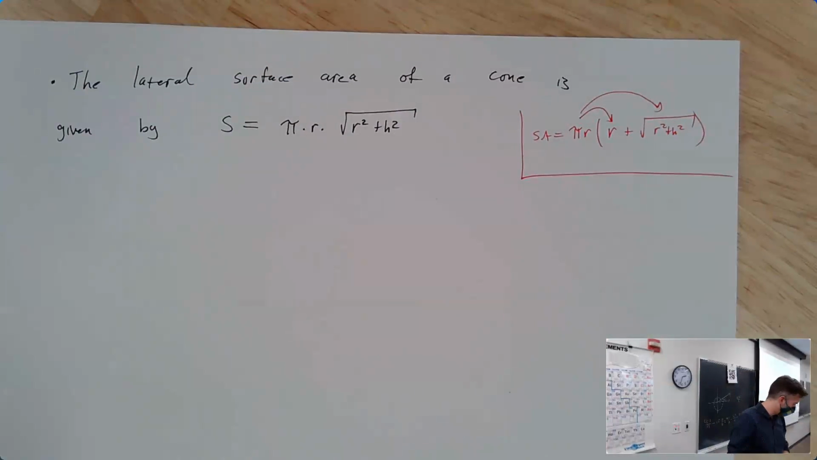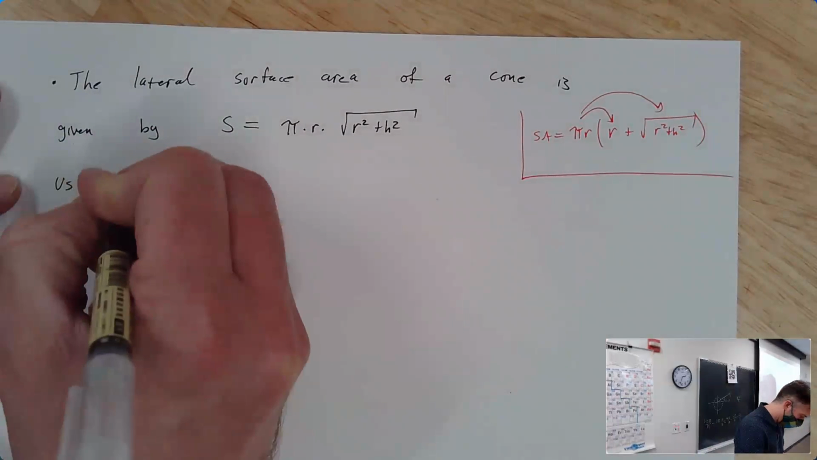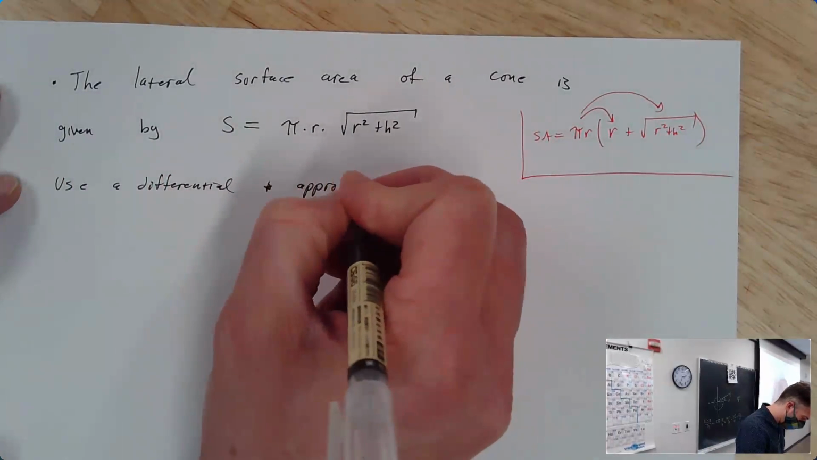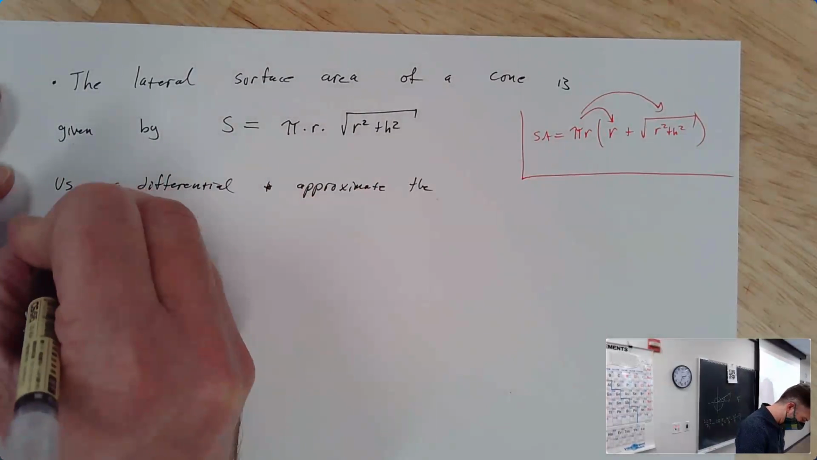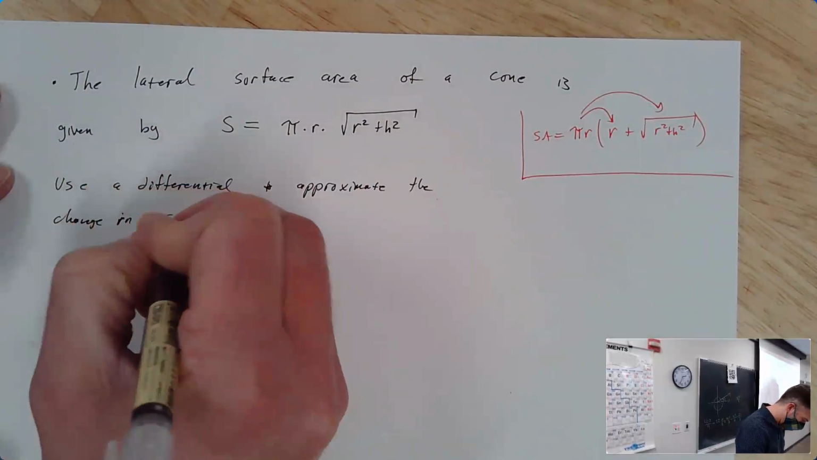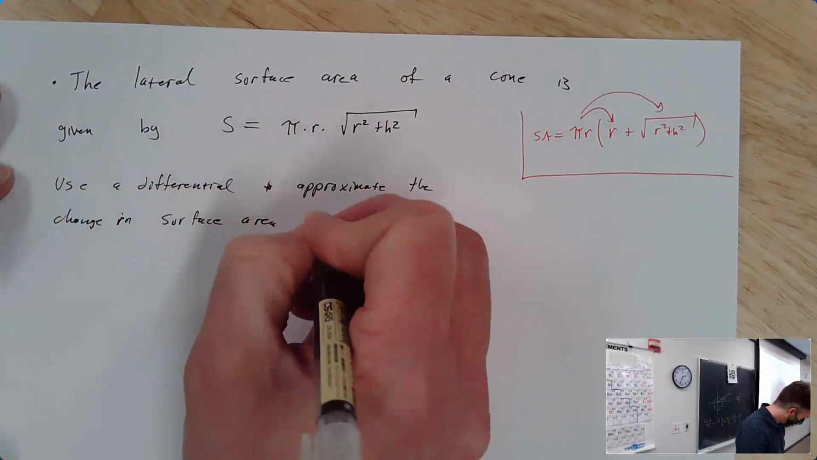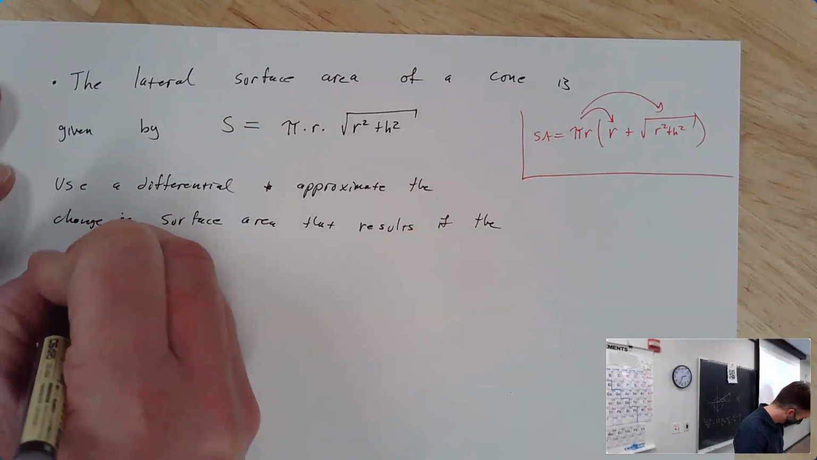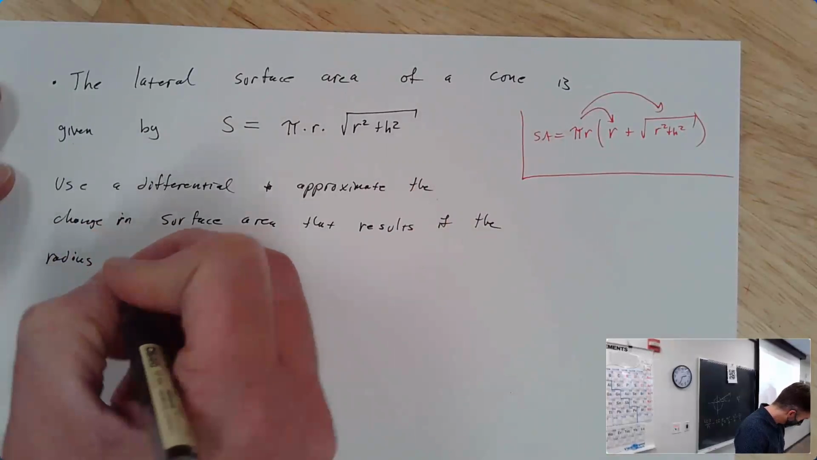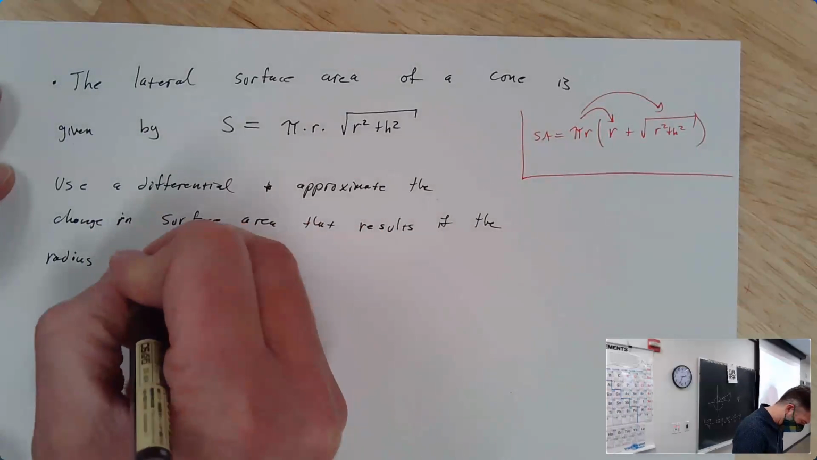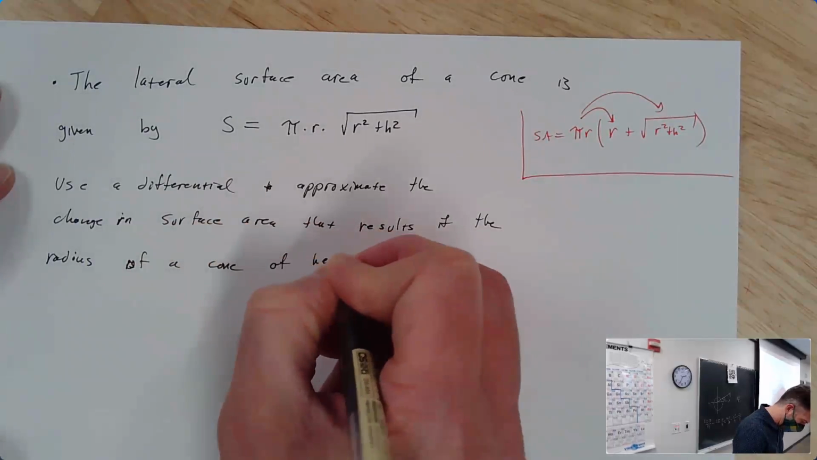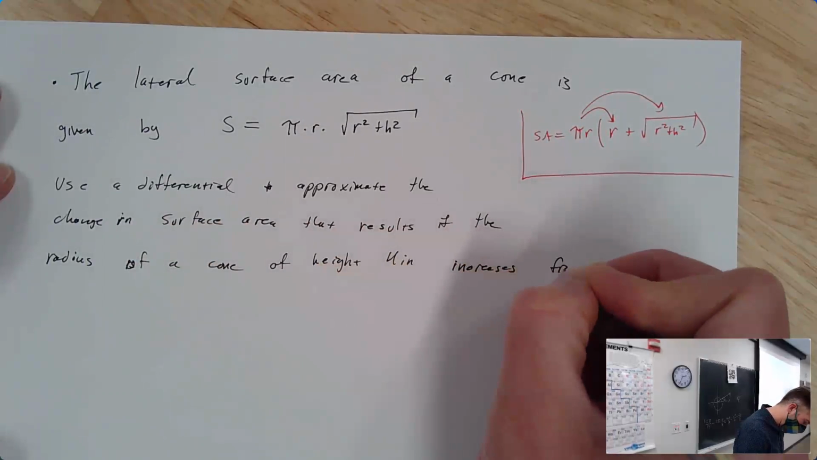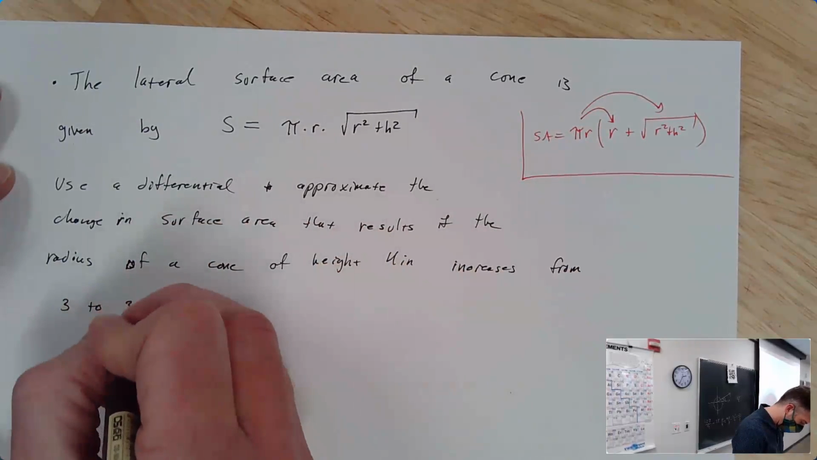Okay, and the question we're going to ask is, use a differential to approximate the change in surface area that results if the radius of a cone, of height 4 inches, increases from 3 to 3.3 inches.